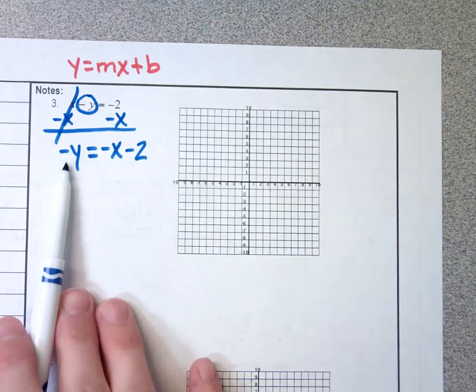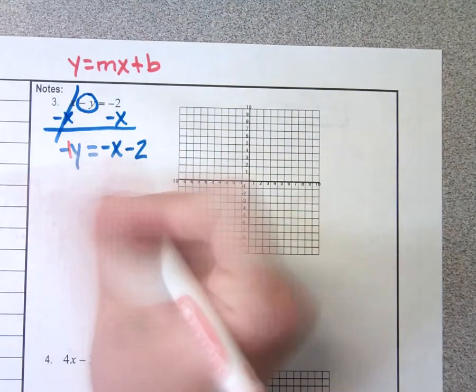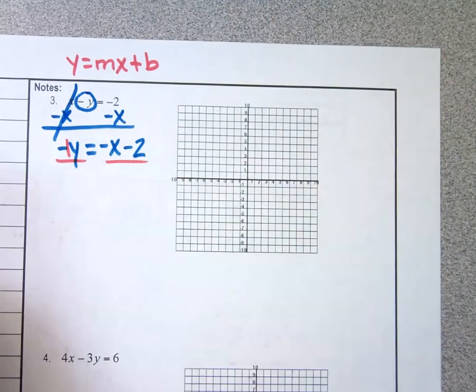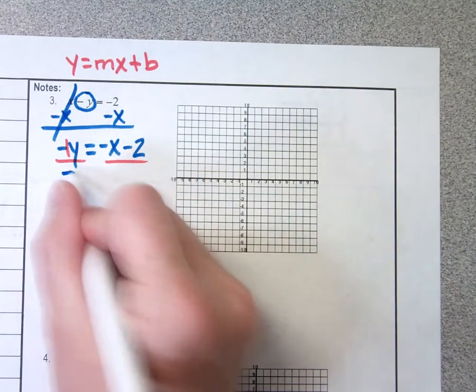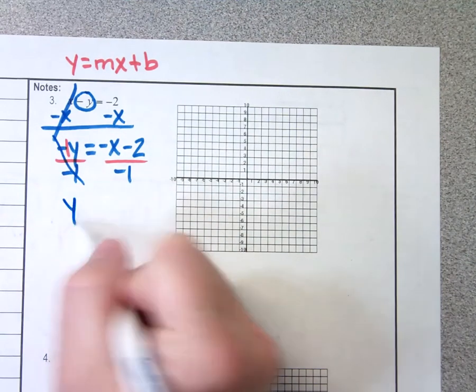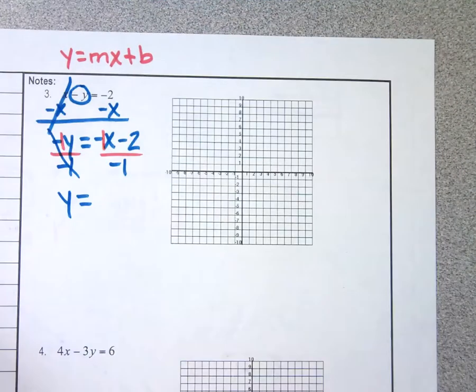Now, I'm still not done because it's not a positive y. So remember, this is understood to be a negative 1 in front. So I divide both sides by negative 1. Negative 1 divided by negative 1 makes a positive 1, so a positive 1y. Remember, this x has a 1 in front of it. You just don't see it.